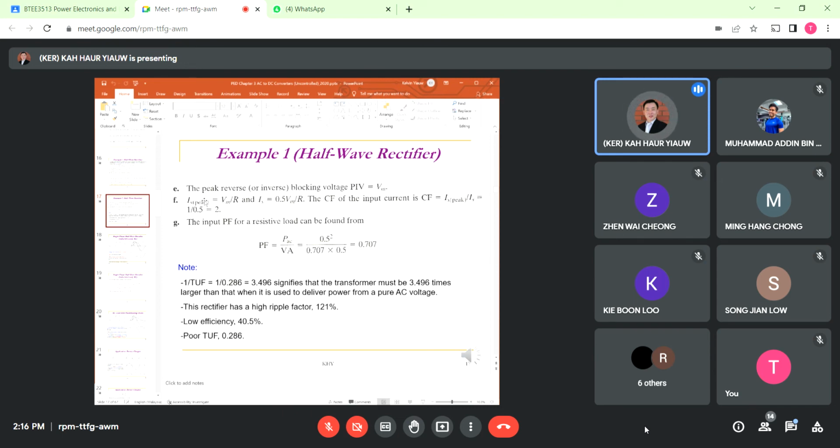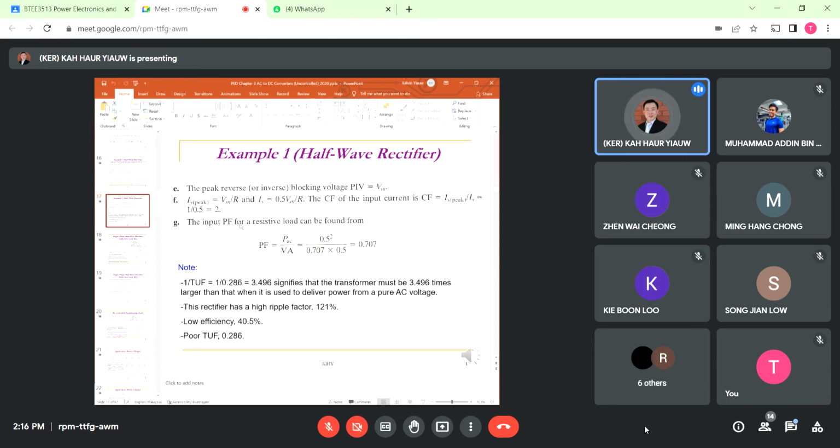Then for part F here, we need to find the crest factor. Crest factor is equal to the peak over the IS value. In this case, your IS is equal to your load current, which is equal to 0.5 VMS over R, isn't it? So it's actually half of the value. Then if I'm using the ratio of this over this one, that should give me 2. So you can see the crest factor is actually high. We have 2, okay, for this type of rectifier.